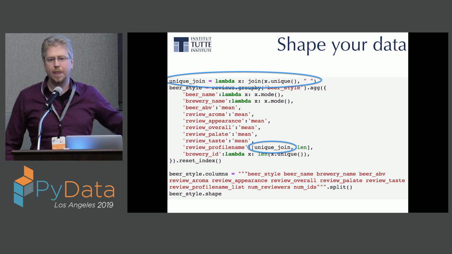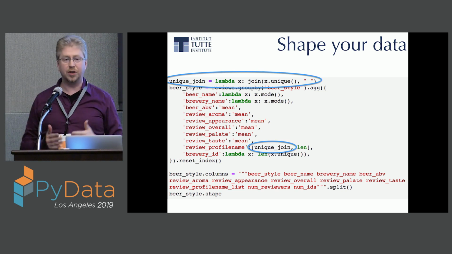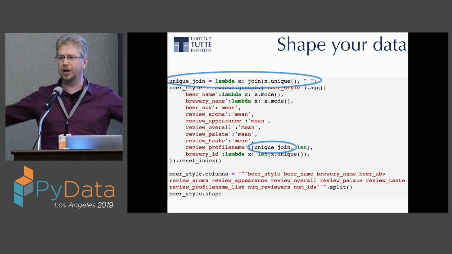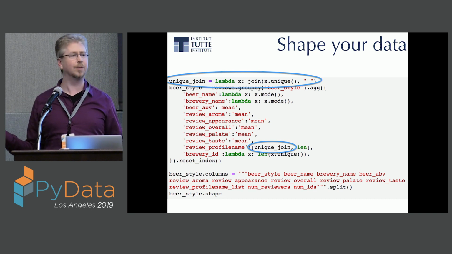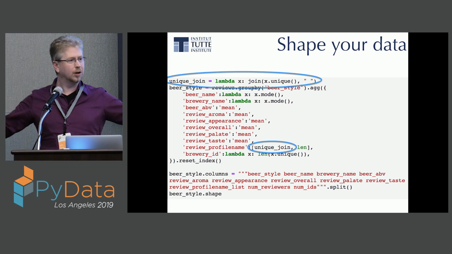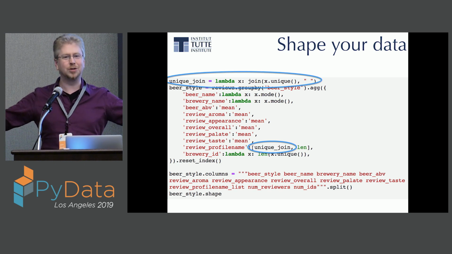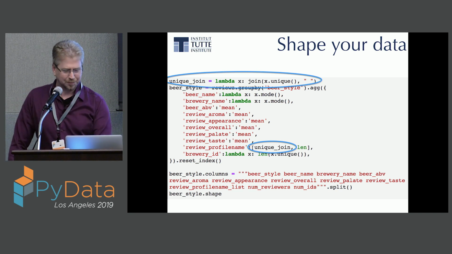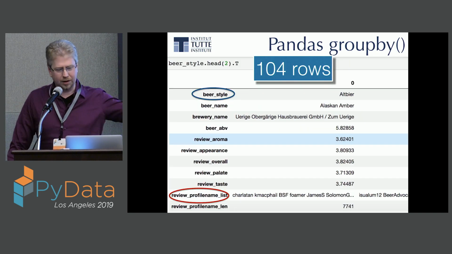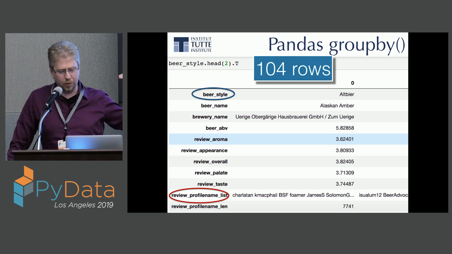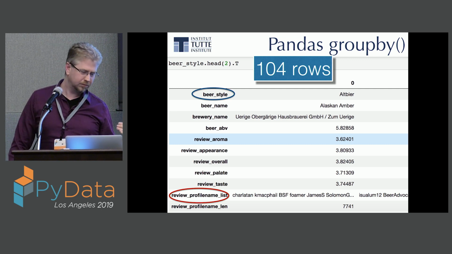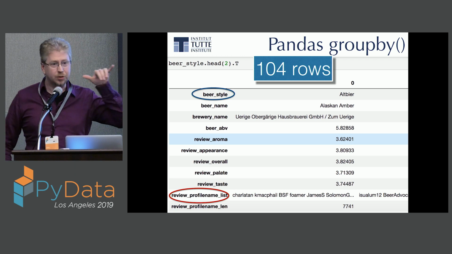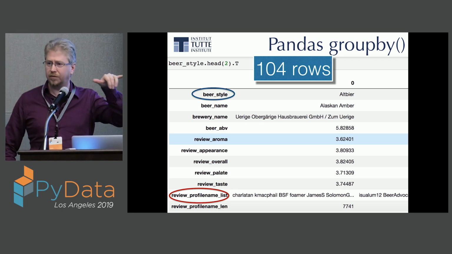What we're going to do is take all of the unique profile names, and glue them together, or pack them together, into a space-separated string. This is a big, long string or sentence of the reviewers who reviewed a beer style. It collapses down to our 104 rows again. You can see the interesting row there is review profile list, which is that packed string of reviewers.